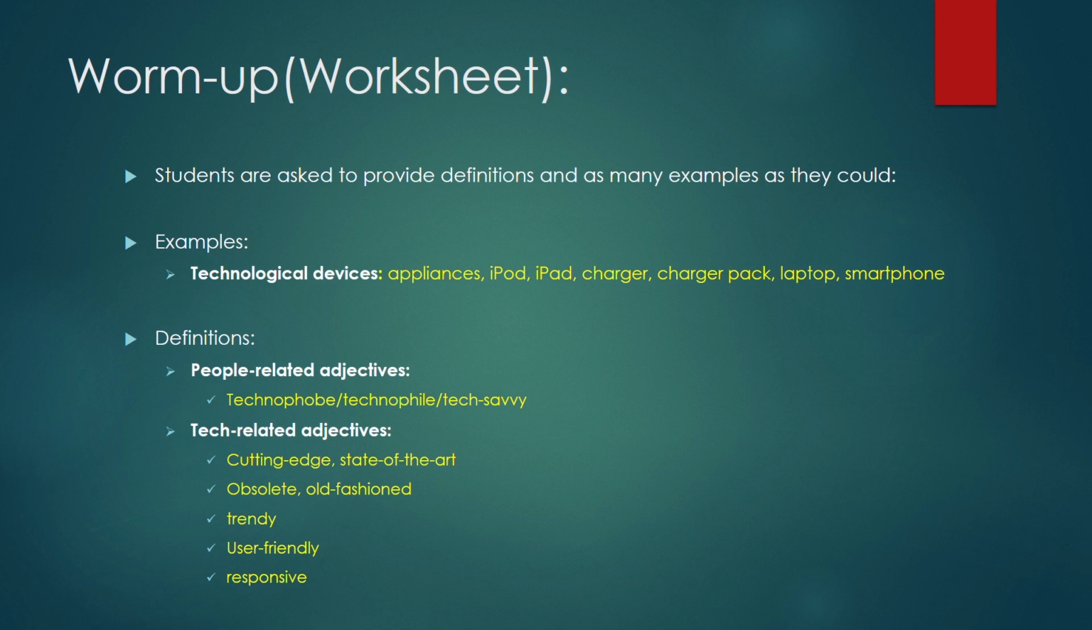For definitions, we have some adjectives related to people. So technophobe is a person who has a phobia of technology. These people are really interested in going off the grid. These people are really interested in staying away from social media, or let's say latest technologies, for example, going online.